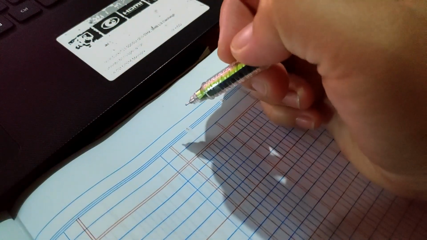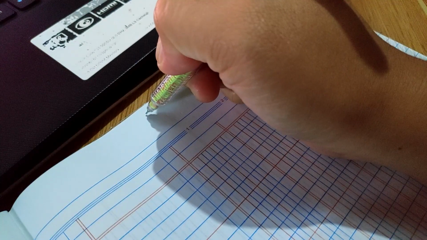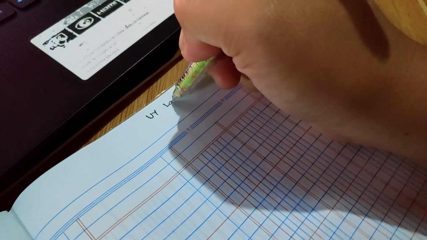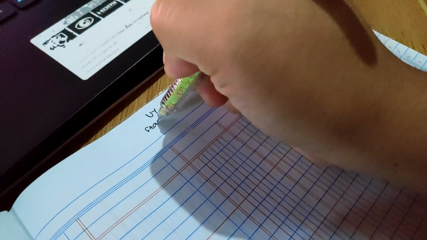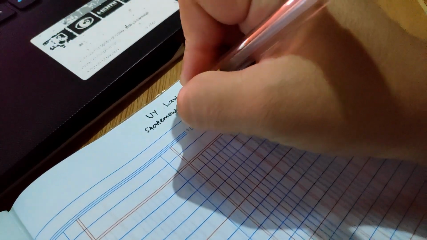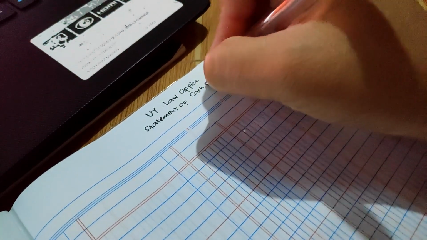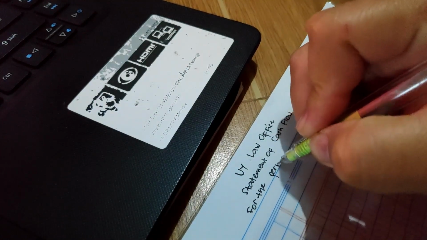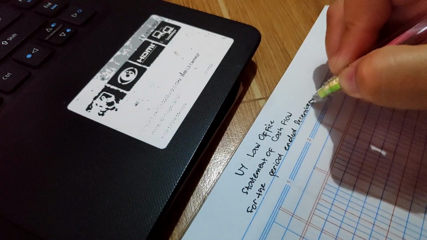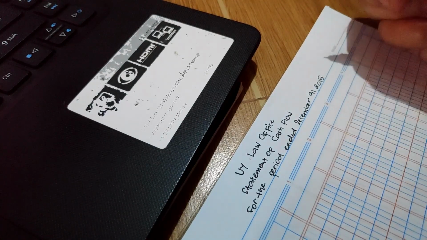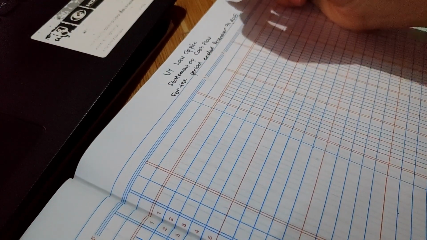Okay, so in preparing your statement of cash flow, you start with the name, which in this example is Oy Law Office. And then the name of this statement, which is Statement of Cash Flow. And then for the period ended December 31, 2015.